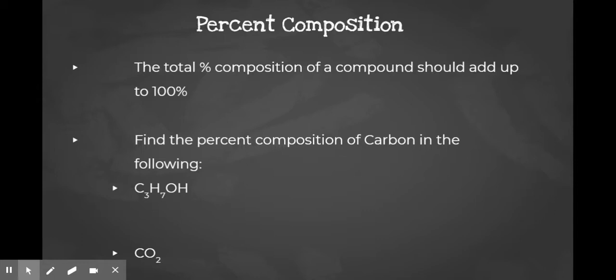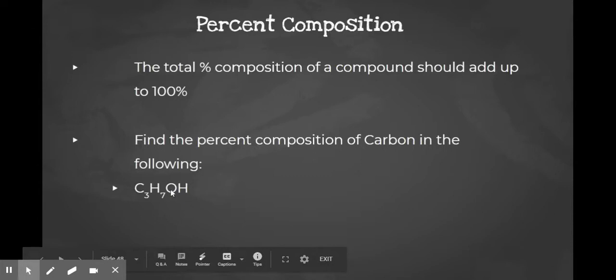All right, so let's do a couple examples here. As usual, forgive my writing with the pen. It says, find the percent composition of carbon in the following. The first one is some sort of organic compound. Usually if you see OH at the end, it's an alcohol. I'm not 100% sure what this one is off the top of my head. But we can see it's got 3 carbons, 8 hydrogens, 7 here plus 1 here, and 1 oxygen.